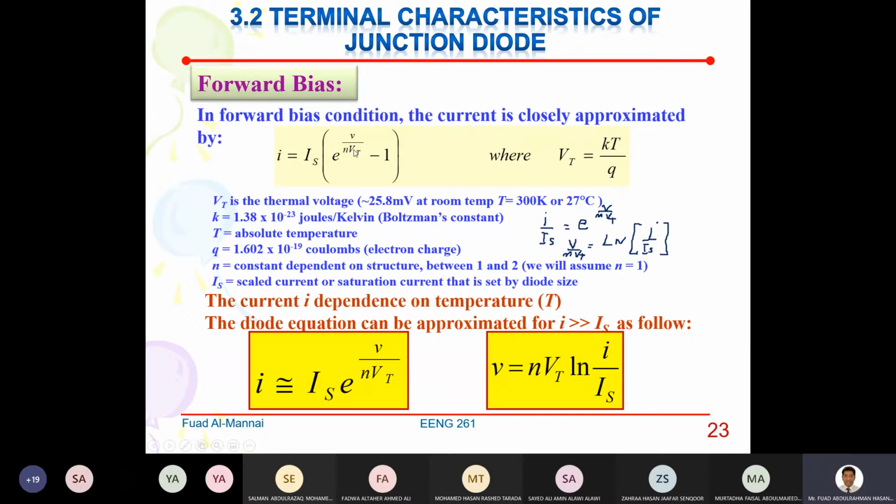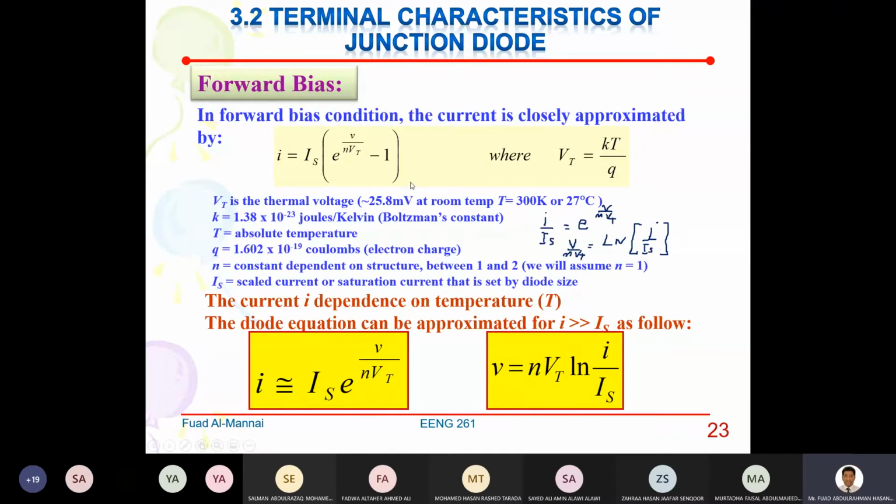Everybody knows what VT is. Capital VT is the thermal voltage, which is equal to 25.9 or 25.8 millivolt. Some books, our book uses 25 millivolt. Most books use VT equal to 26 millivolt. Then minus 1. So this is the formula that approximates the current in the forward bias condition for the diode.